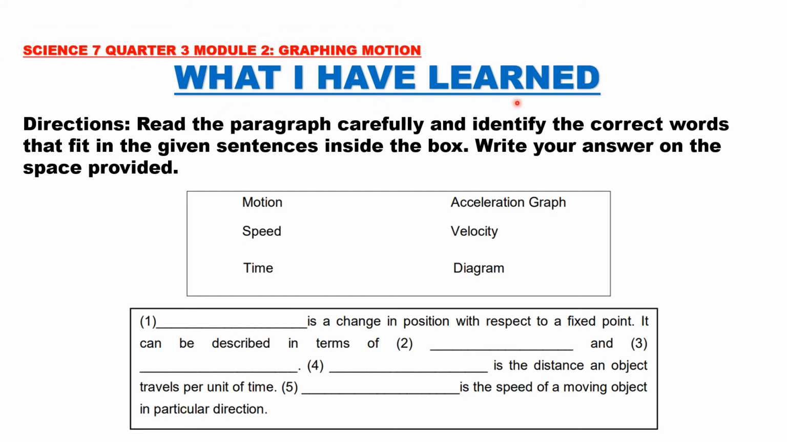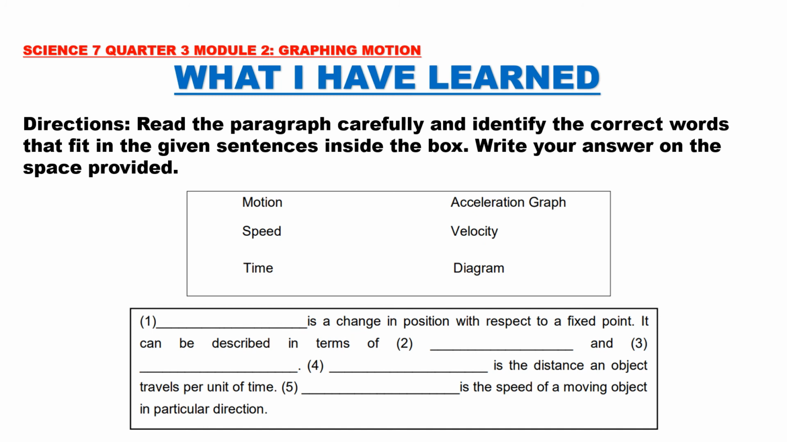So, what I have learned. Read the paragraph carefully and identify the correct words that fit in the given sentences inside the box. Write your answer on the space provided. Our choices in the box are motion, speed, time, acceleration, velocity, diagram, and graph. And then you have this paragraph that you need to complete.